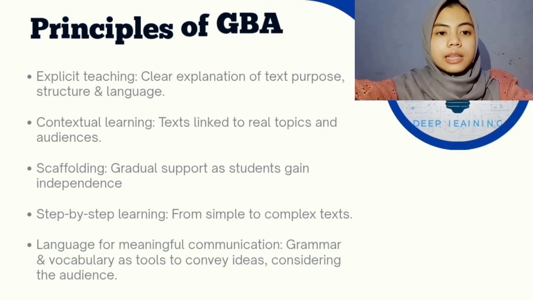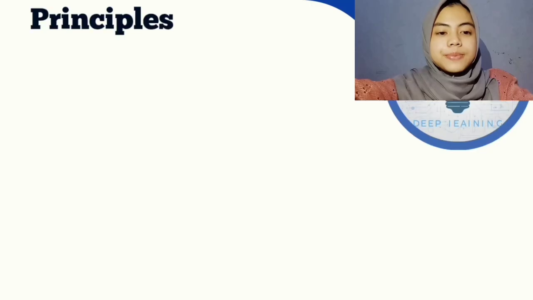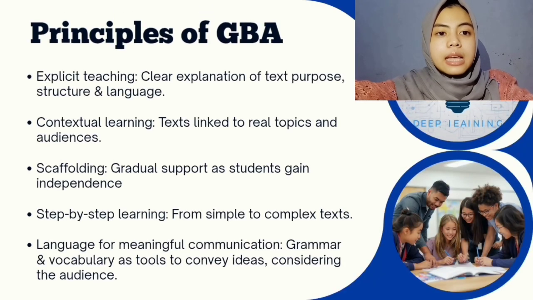Now, let's look at the main principles of the GBA. First, explicit teaching. This means the teacher clearly explains the purpose, structure, and language features of the text, so students can see how it works. Second, contextual learning. Texts are connected to real topics and audiences, so students learn to use language for authentic communication. Third, scaffolding. Teachers provide guidance and support at the beginning, then gradually reduce it as students become more independent.